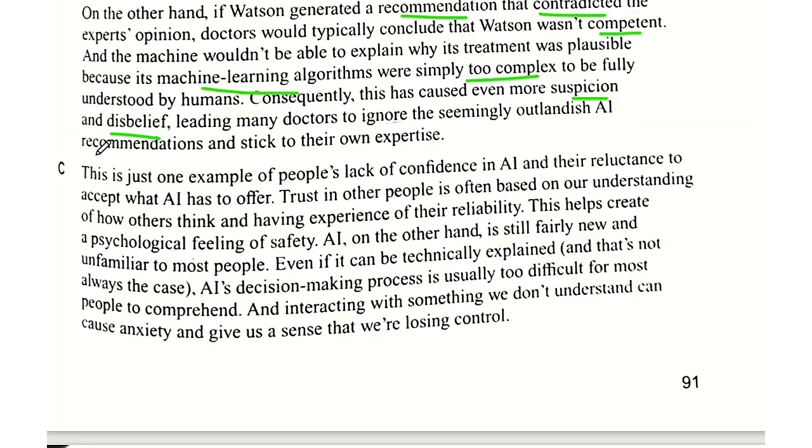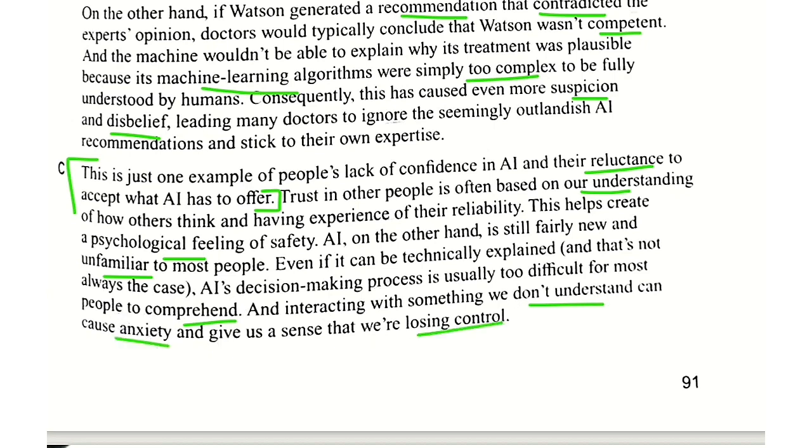This is just one example of people's lack of confidence in AI and their reluctance to accept what the AI has to offer. Here they speak about the reluctance. Trust in other people is often based on our understanding of how others think and having experience of their reliability. This helps create a psychological feeling of safety. AI, on the other hand, is still fairly new and unfamiliar to most people. Even if it can be technically explained, and that's not always the case, AI's decision making process is usually too difficult for most people to comprehend, and interacting with something we don't understand can cause anxiety and give us a sense that we are losing control.